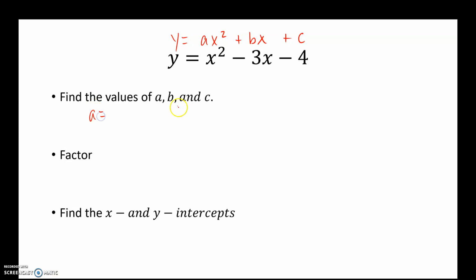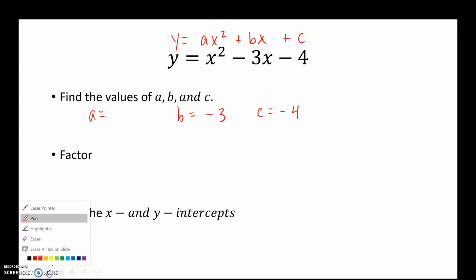So a, b, c. I'm going to start with c. c is my constant term. That's the value that doesn't have a variable with it. So there's my -4. b is the coefficient to my x. What number is x being multiplied by? -3. a is the coefficient to x squared. What number is x squared being multiplied by?